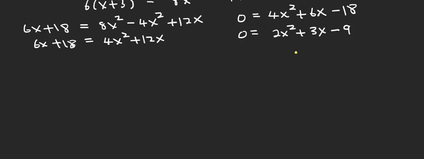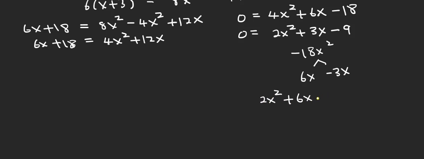So 2 times negative 9 is negative 18x squared. And what are the factors of negative 18x squared that, when you add them up, you get positive 3x? Well, that's going to be 6x and negative 3x. So I'm going to rewrite it as 2x squared plus 6x minus 3x minus 9. And we've got to do factoring by grouping.